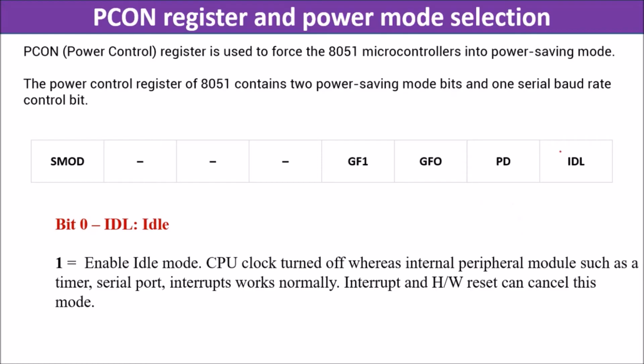And then this IDL bit is for idle mode. When it is 1, this mode is enabled, the CPU clock turns off, whereas internal peripherals such as timer, serial port, and interrupts work normally. Interrupt and hardware reset can wake up the microcontroller from this mode. That means they will work normally after a hardware interrupt or reset. 0 means the idle mode is disabled. So when you want to use power down mode or idle mode, you have to configure this PCON register.